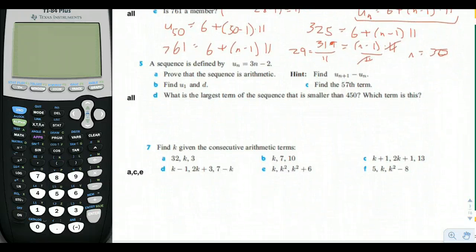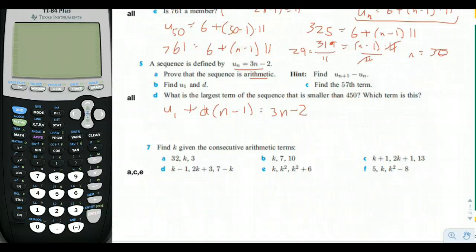A sequence is defined by, and they give us a formula here, prove that the sequence is arithmetic. Well, just by the format, we can tell that it is arithmetic because we know that to find an arithmetic sequence, that it's in this form, and we can see that it is in this form, right? We can see that there is a something multiplied times n, and there's another value there. Okay, so yeah, we're okay with this. Okay, if you want, you could figure out what exactly u1 is here, and then you would find that it's arithmetic.